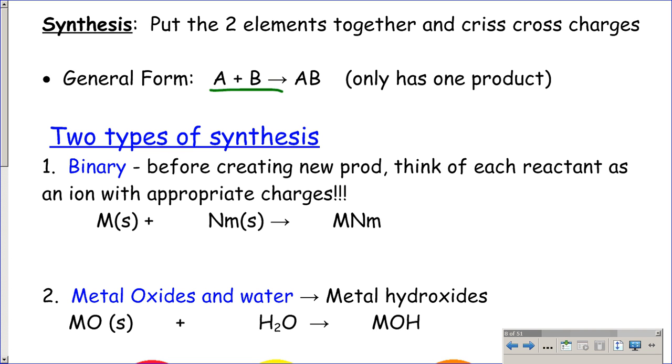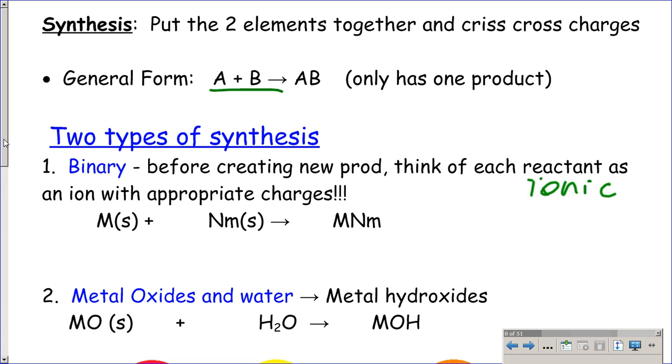But most of the time when these two things come together, generally they're going to be metals and non-metals coming together. What kind of products is that going to form? What type of bond? Ionic. And if you say ionic, then you're thinking ions, and if you think ions, you think charges. So you have to go back and crisscross the charges.